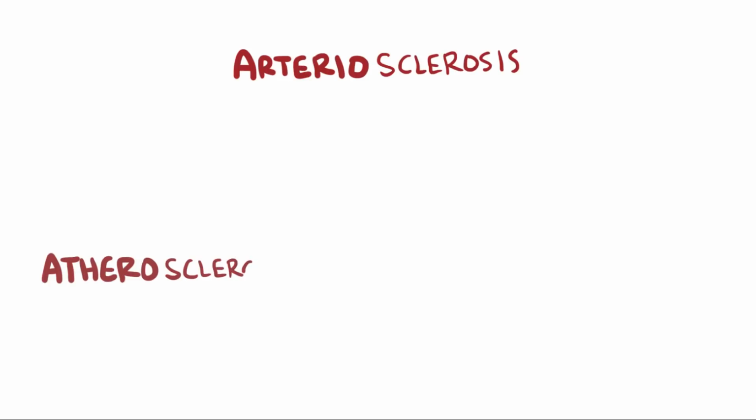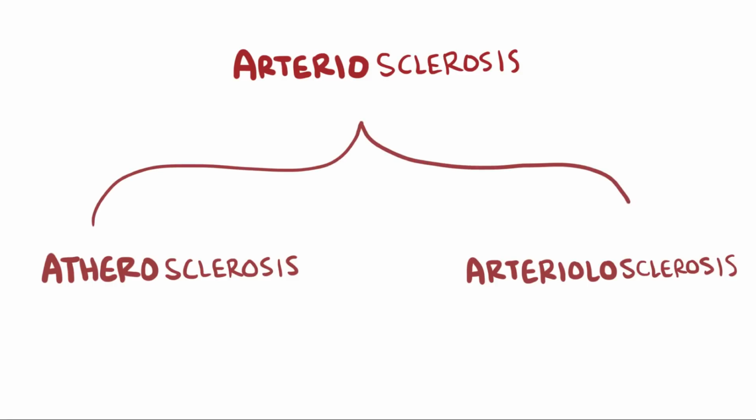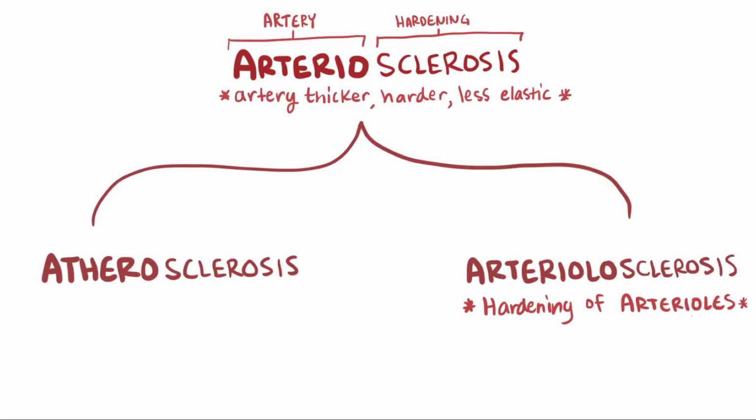So these three words look the same: arteriosclerosis, atherosclerosis, and arteriolosclerosis. Arteriosclerosis is a general umbrella term describing diseases where the wall of the artery becomes thicker, harder, and less elastic than normal. You can figure that out right from the name: arterio, which is Greek for artery, and sclerosis, which is Greek for hardening. Now, the word arteriolosclerosis is any sort of hardening of small arteries and arterioles.